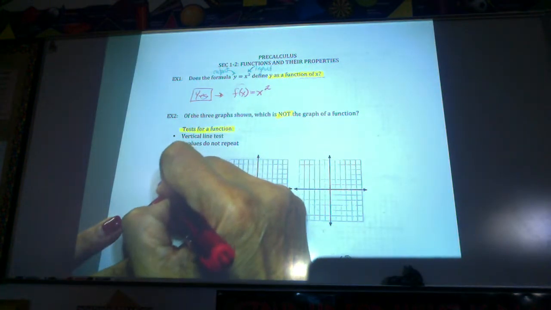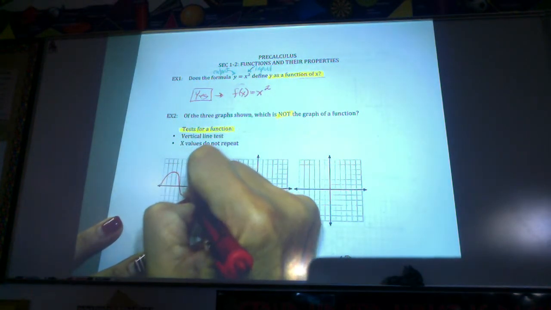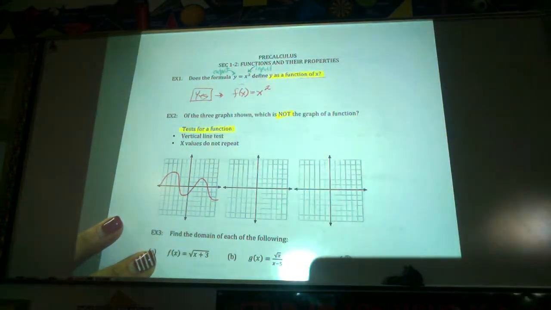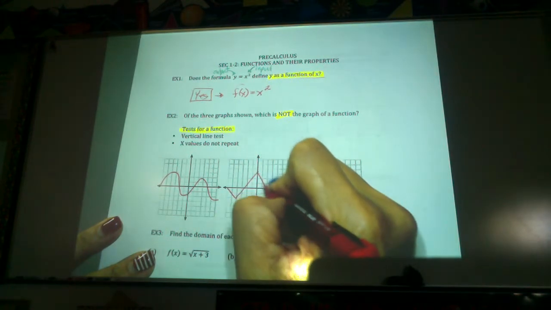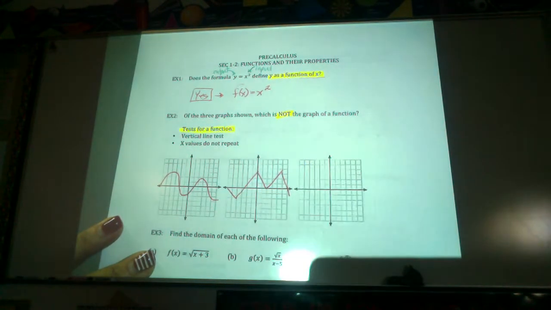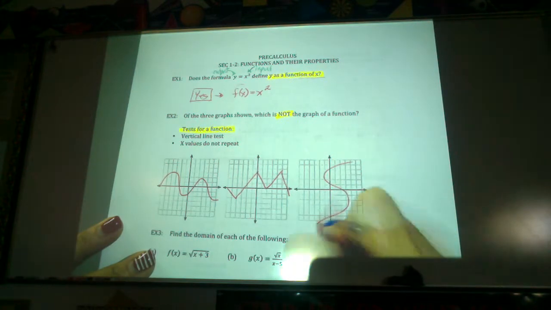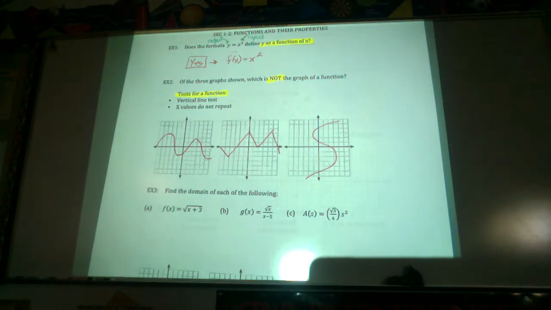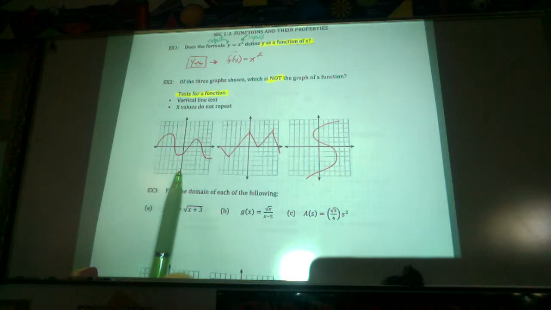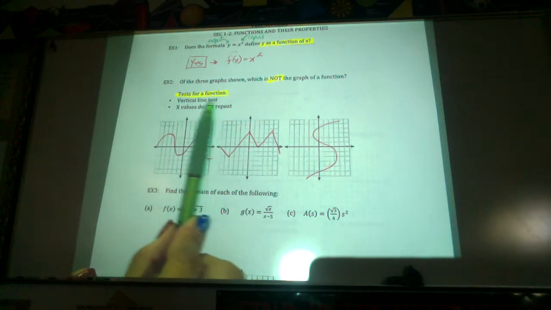This first one looks like this. The second one looks like this. And the third one looks like this. That's my favorite. Which of these pass the vertical line test? Does this one pass it? Yes or no? Yes. If I move my vertical line anywhere along that graph, it never touches it more than once. So this, yes, is a function.